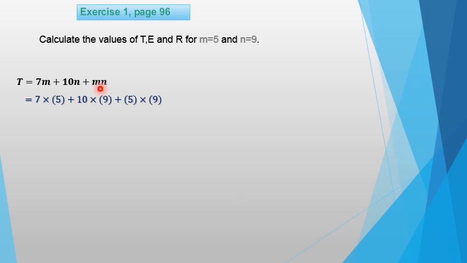According to priority rules, multiplication has more priority than addition, so I have to solve multiplication first. 7 times 5 is 35, plus 10 times 9 is 90, 5 times 9 is 45. Now it's so simple, 35 plus 90 plus 45 is 170. This is the value of T.